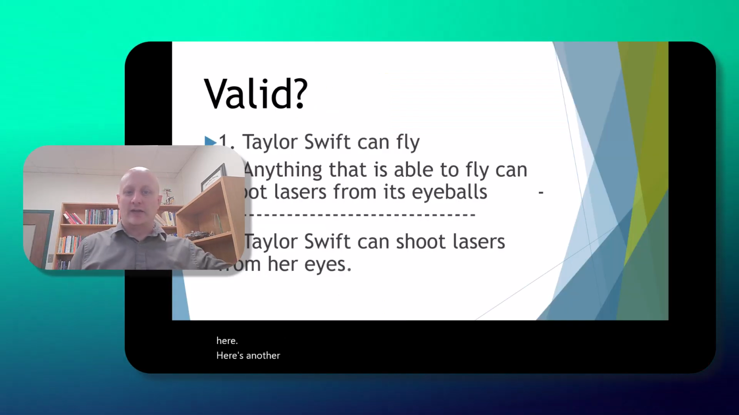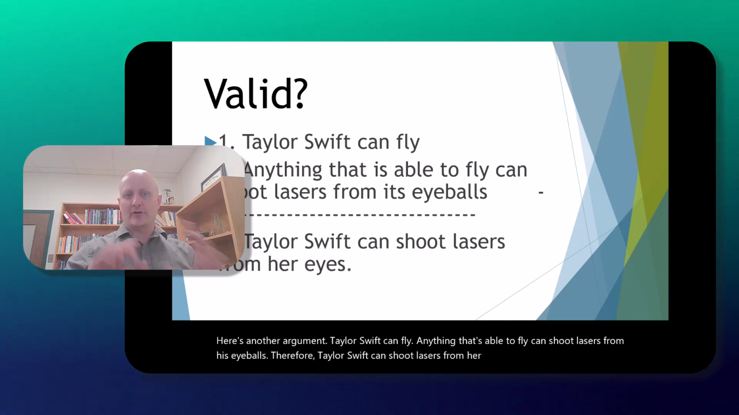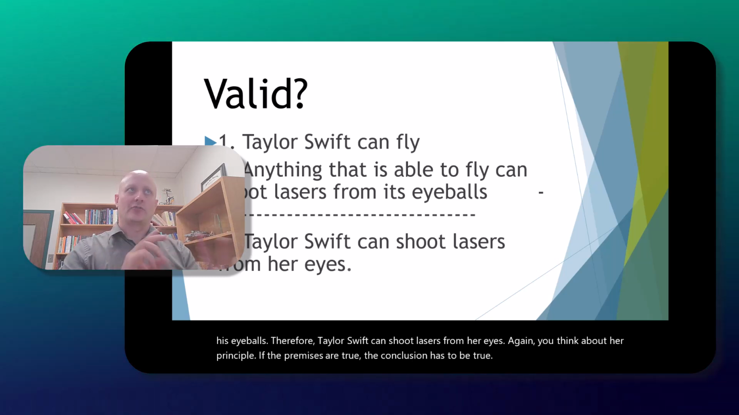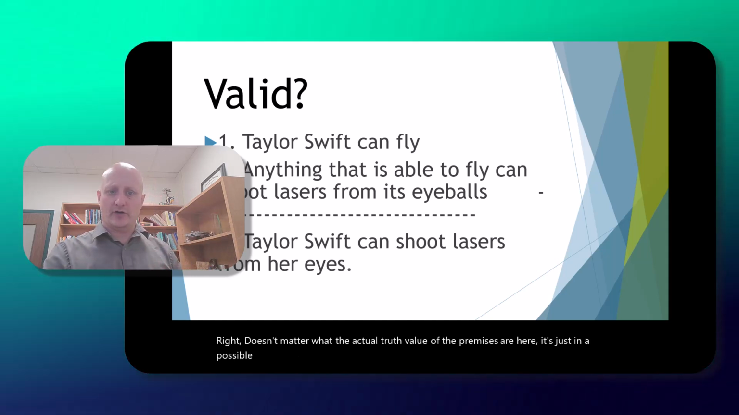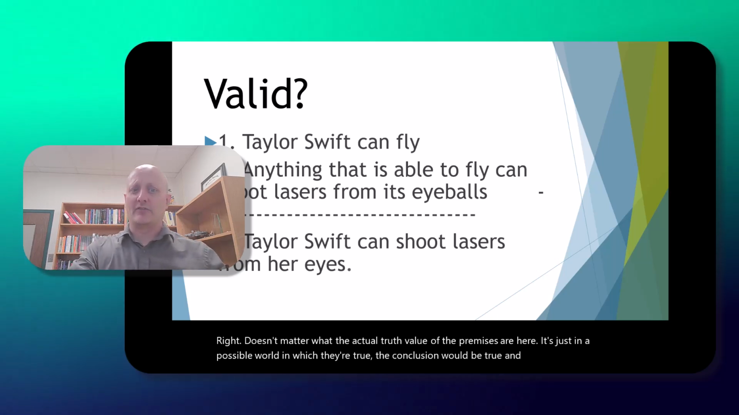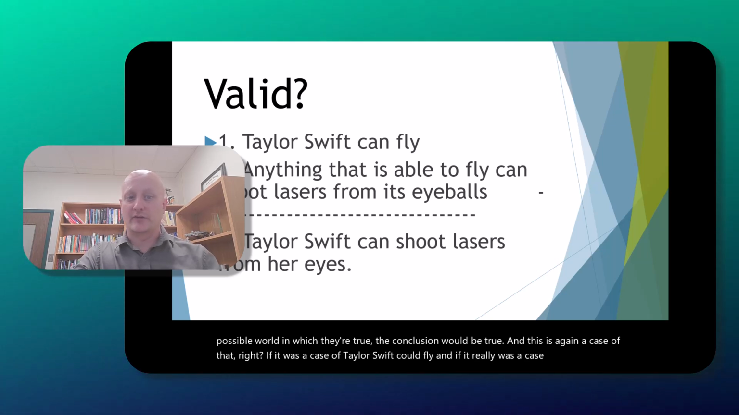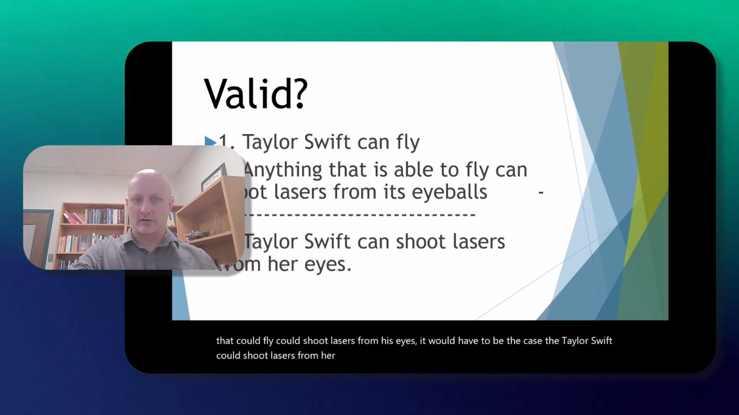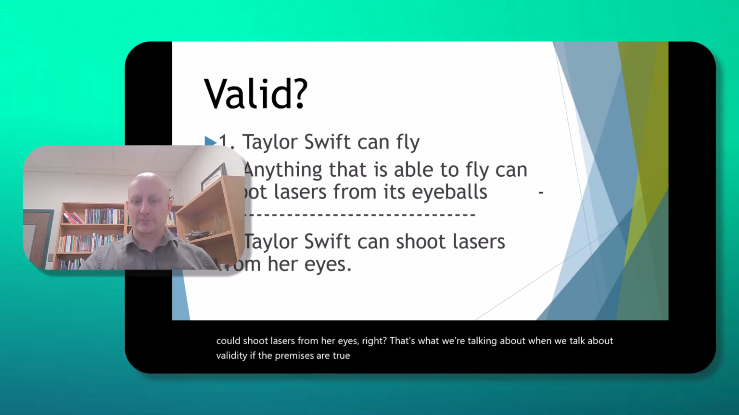Here's another argument. Taylor Swift can fly. Anything that's able to fly can shoot lasers from its eyeballs. Therefore, Taylor Swift can shoot lasers from her eyes. Again, you think about our principle. If the premises are true, the conclusion has to be true, right? It doesn't matter what the actual truth value of the premises are here. It's just that in a possible world in which they're true, the conclusion would be true. And this is again a case of that, right? If it was the case that Taylor Swift could fly, and if it really was the case that anything that could fly could shoot lasers from its eyes, it would have to be the case that Taylor Swift could shoot lasers from her eyes, right? That's what we're talking about when we talk about validity. If the premises are true, the conclusion must be true.